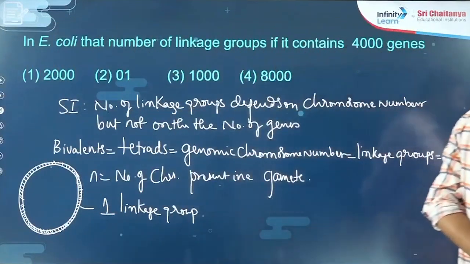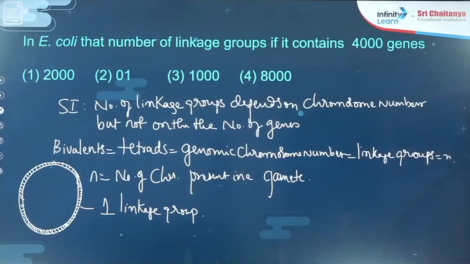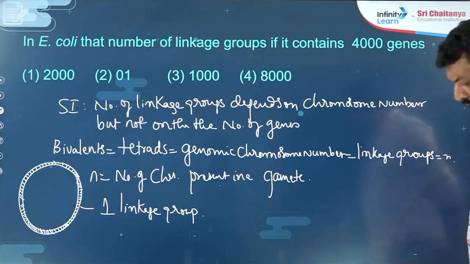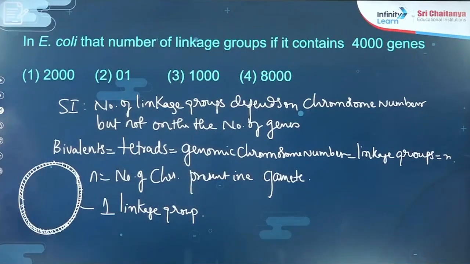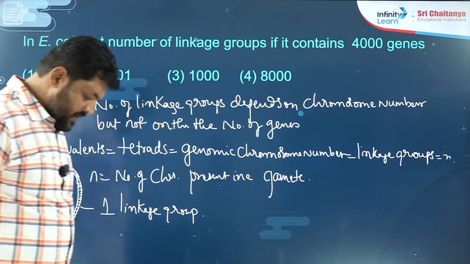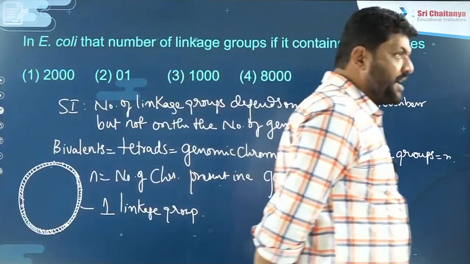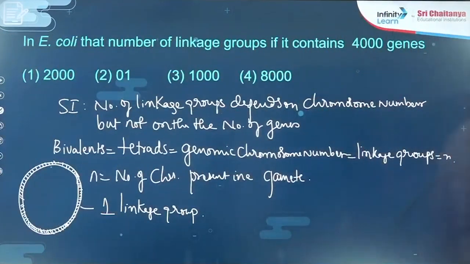So if Pisum sativum has 14 chromosomes, 2n is equal to 14, then if the question is asked how many chromosomes are present in a gamete of Pisum sativum, that is a sperm cell or egg cell, the answer is 7. Number of bivalents will be 7. Number of pachytene tetrads will be 7. Number of linkage groups will be 7 in case of diploids.